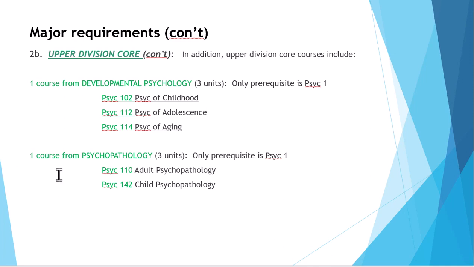Okay. Another topic area that we'd like you to know about is the area of psychopathology. So in this box, you have a choice between 2 courses. So Psych 110 is adult psychopathology, and then Psych 142 is child psychopathology. So pick one of those 2. Okay. Again, you can read more about the course descriptions of all of our classes in our psychology catalog page.